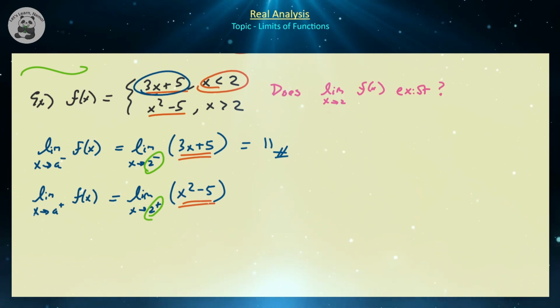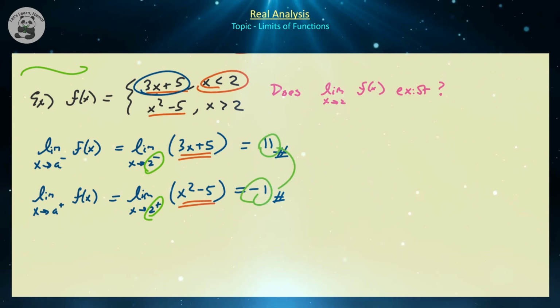So when x is equal to 2 for x squared minus 5, we have 4 minus 5, which is equal to minus 1. And you can justify with the delta-epsilon definition that that is indeed true as well. So what do we have? Well, we have our one-sided limits equal to 11 and minus 1, and we see that these things are not equal to each other.